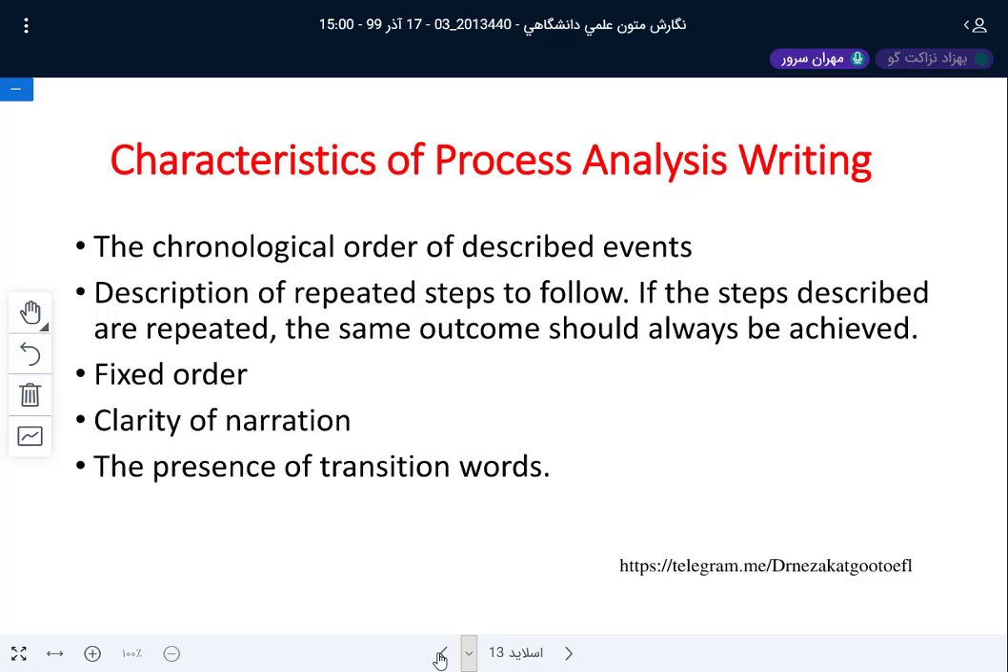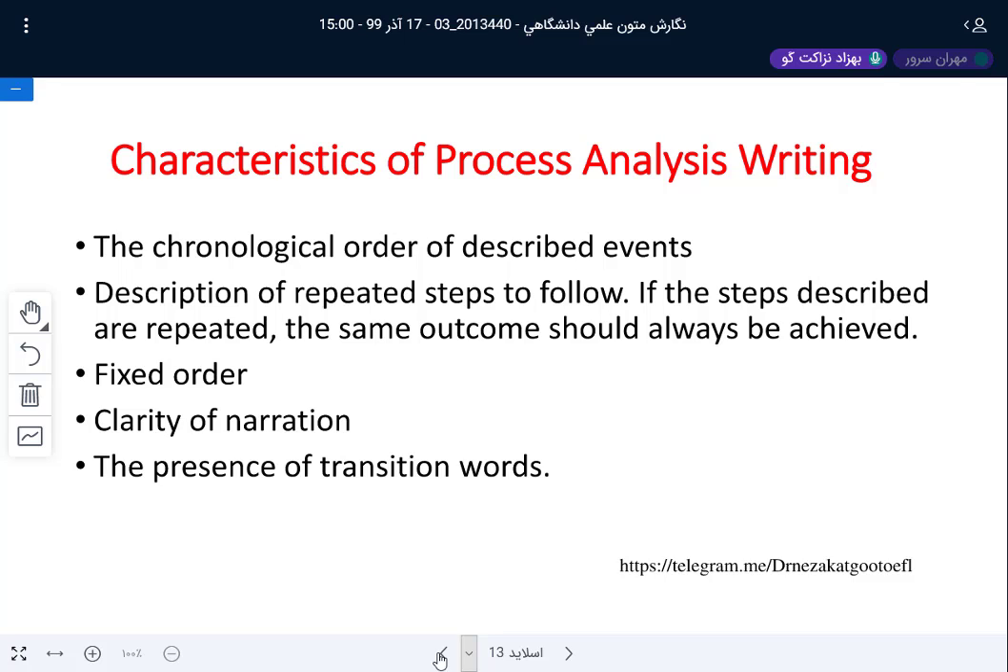Characteristics of process analysis writing: the chronological order of described events, and description of repeated steps to follow. If the steps described are repeated, the same outcome should always be achieved. Fixed order, clarity of narration, and the presence of transition words.